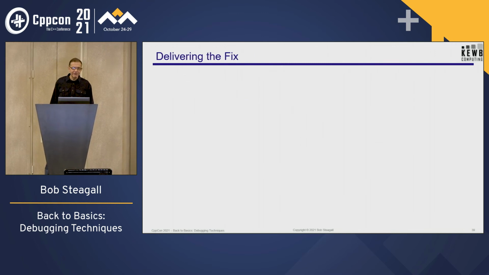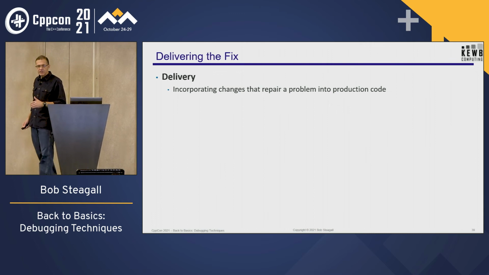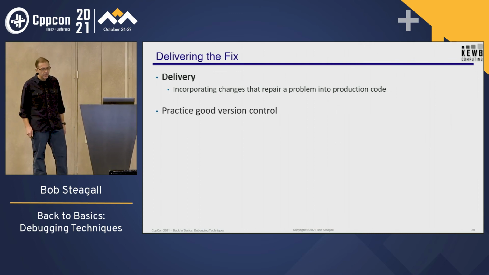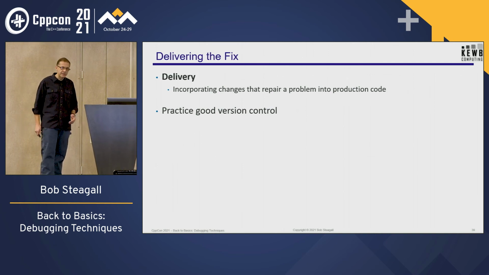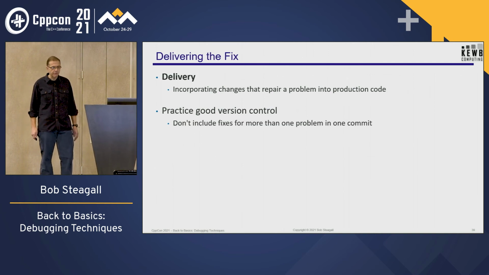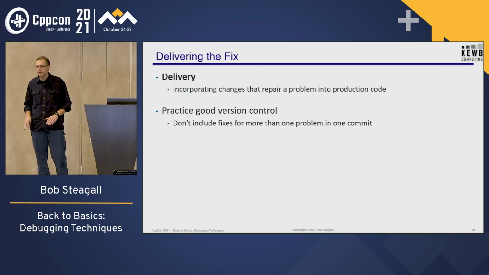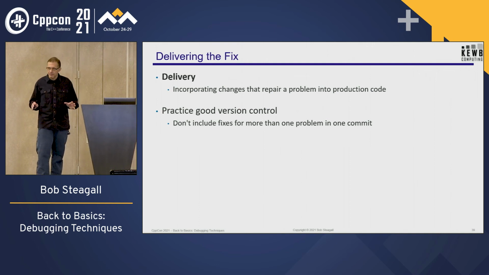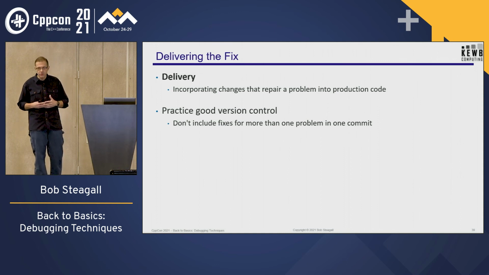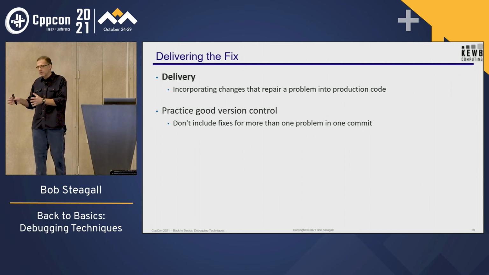Okay, delivering a fix, right? Delivery is incorporating changes that have repaired the problem into the product so it can go into production. So, practice good version control. Again, I've been surprised over the years how often this advice is not followed. Don't include fixes for more than one problem in one commit. If you've got two problems you need to fix, unless they're actually the same problem, or the code is intertwined so much that you can't do it reasonably in two commits, try to keep the commits for fixing one problem separate from the commits that fix another problem.